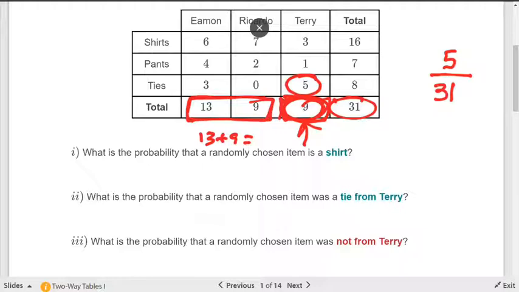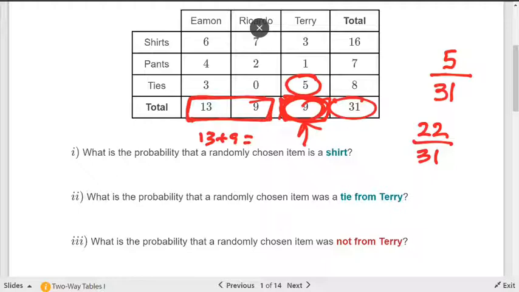Okay, so 13 plus 9 is going to give you 22 out of 31. Will that reduce? Nope. So there you go. Okay. So two ways to do it. You could either add the things together or subtract his away.